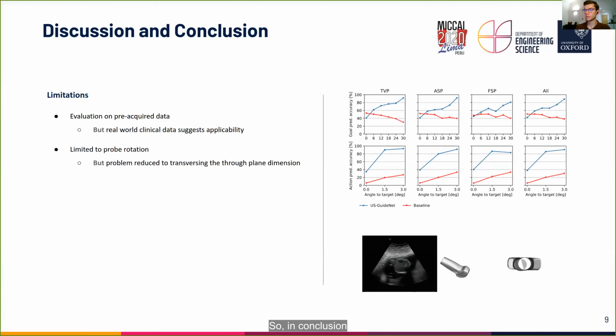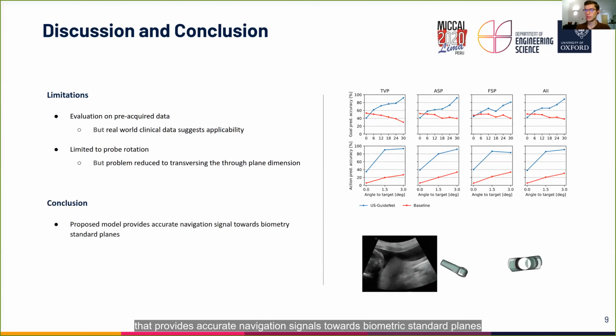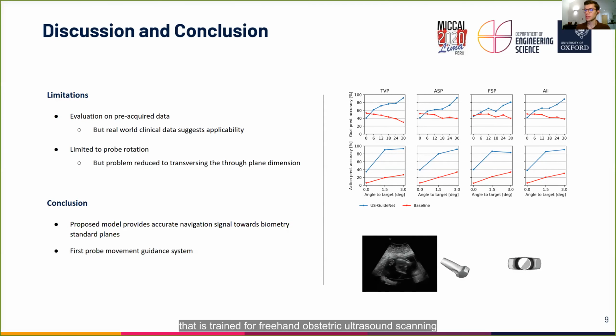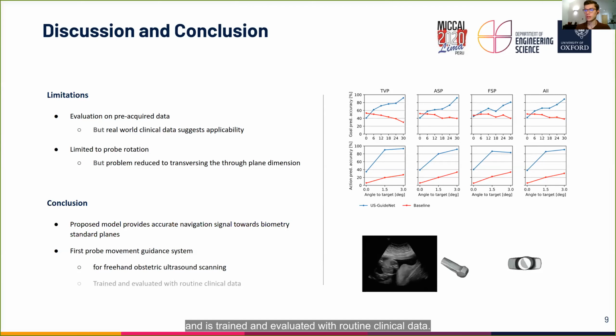So, in conclusion, we have proposed a model that provides accurate navigation signal towards biometric cineplanes. And this is the first probe movement guidance system that is trained for freehand obstetric ultrasound scanning and is trained and evaluated with routine clinical data.